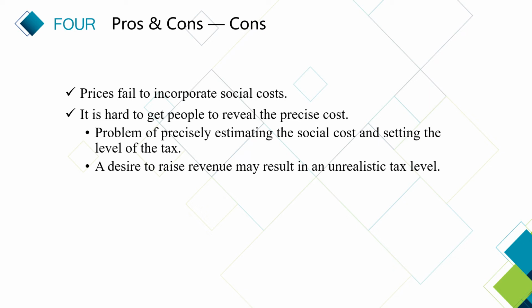Note that prices in the real world are no help. Their failure to incorporate social costs is the problem that needs to be solved. Getting people to reveal the precise cost to them of something like clogged roads is asking a lot. In areas like this, policymakers have had to settle on a mixture of pragmatism and public acceptability.